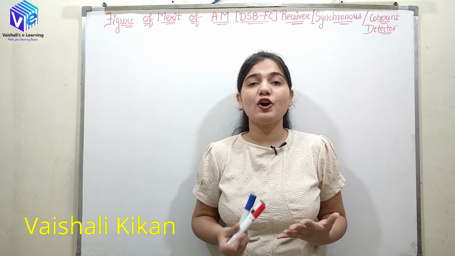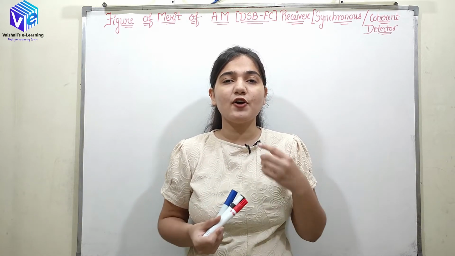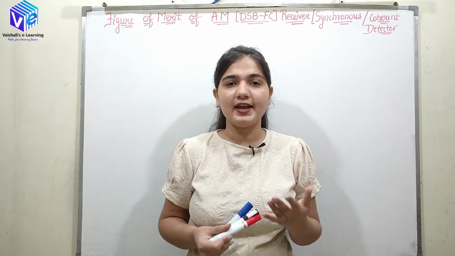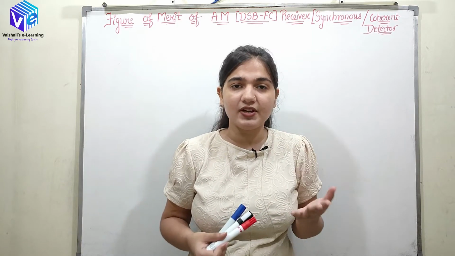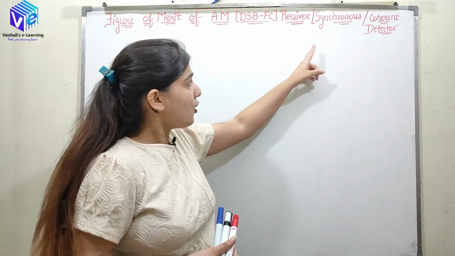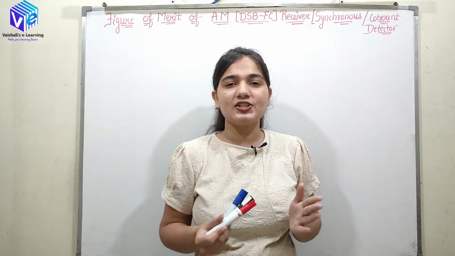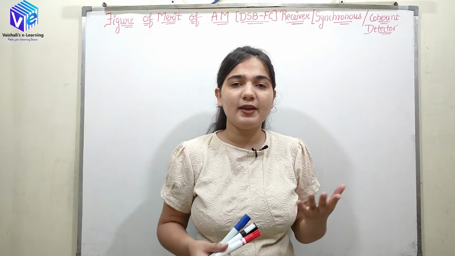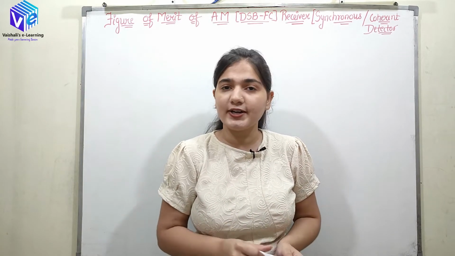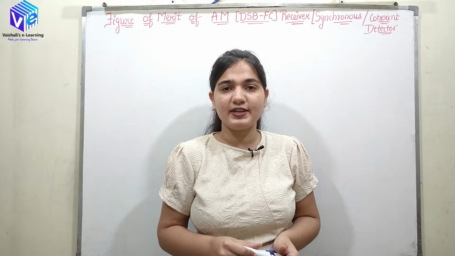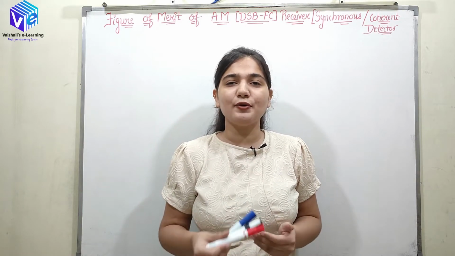In this video, we'll be talking about the figure of merit of the double sideband full carrier type of amplitude modulation receiver, which is the synchronous or coherent detector. Synchronous and coherent detector are actually the same thing. It's two names of the same type of receiver. I have already discussed it in my previous videos, so I hope you all know about it.